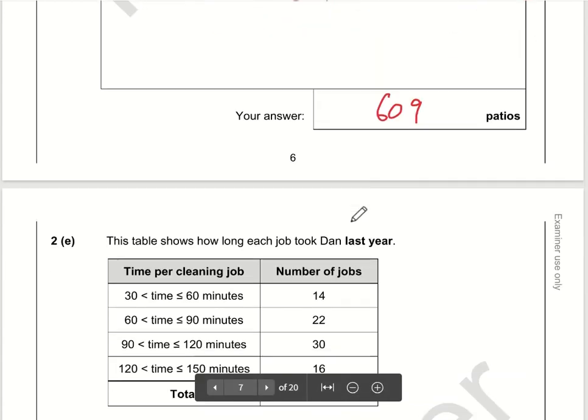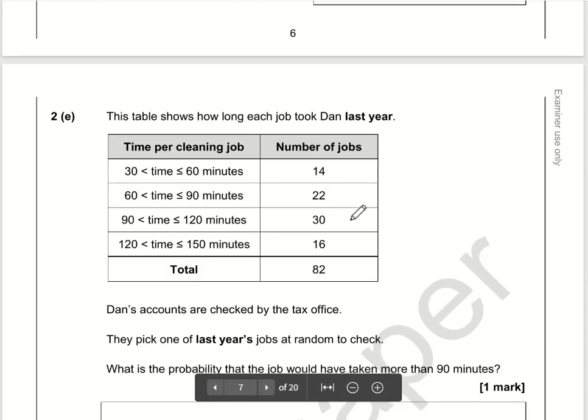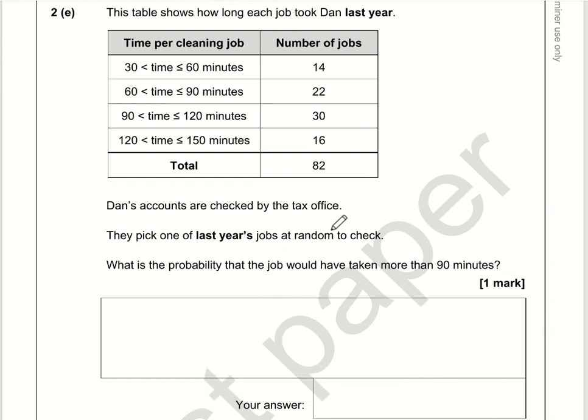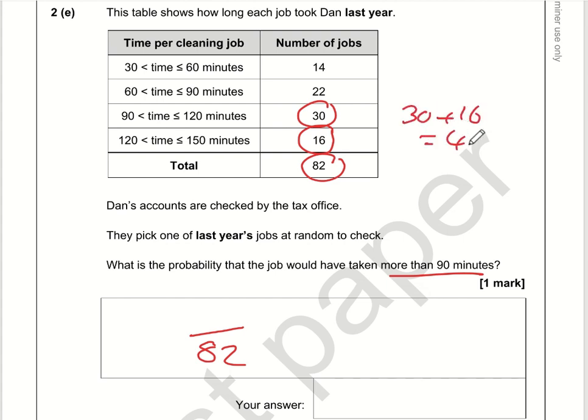Okay, so the questions so far have been pretty challenging. This E is probably the easiest of the lot, so it's nice to have a bit of respite here. Dan's accounts are checked by the tax office. They pick one of last year's jobs, so we know that there are 82. So out of the 82, how many took more than 90 minutes? Well, these ones took more than 90, and so did these. 30 plus 16 is 46. So that is 46 out of 82.